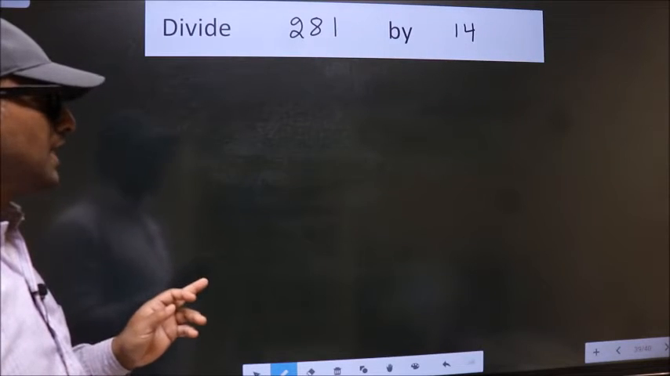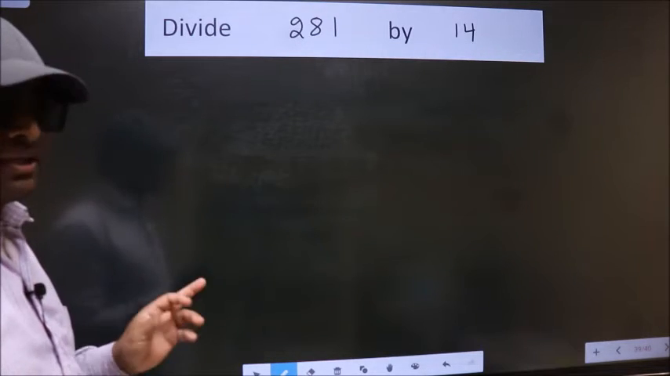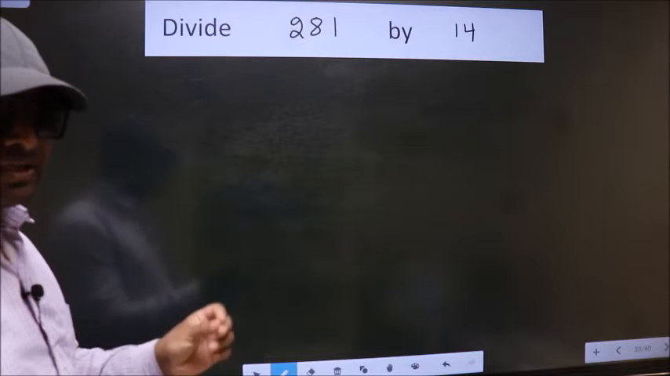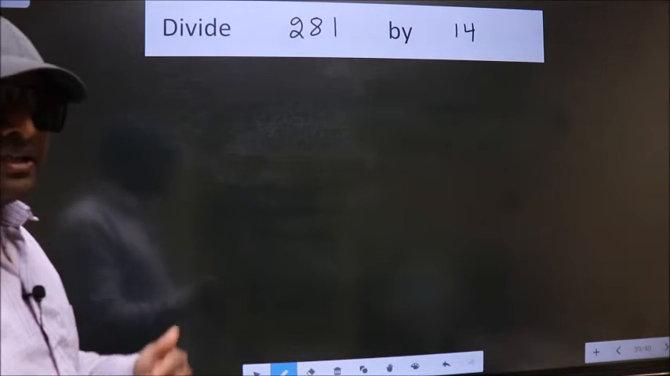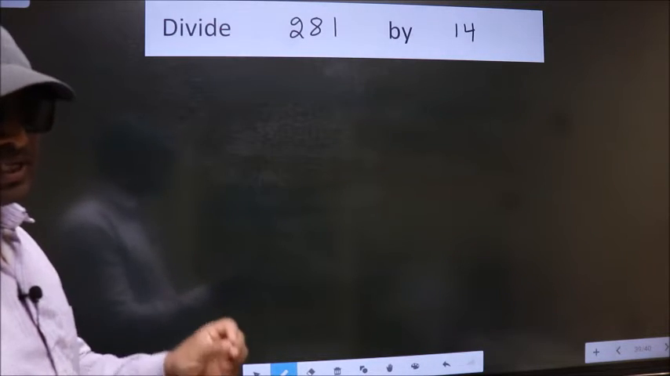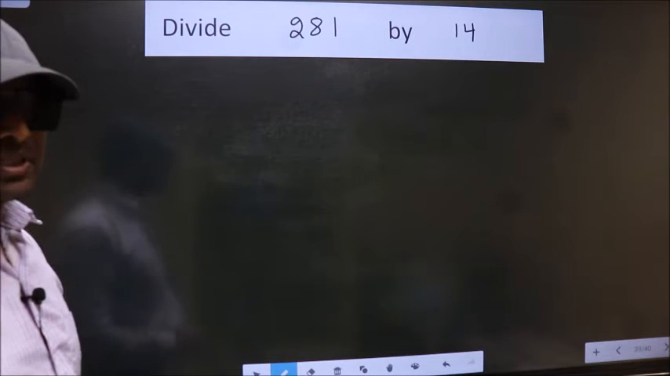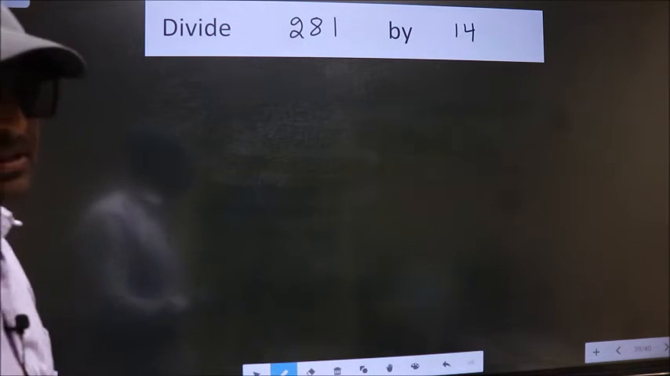Divide 281 by 14. While doing this division, many make a mistake. What is the mistake that they make? I will let you know. But before that, we should frame it in this way.